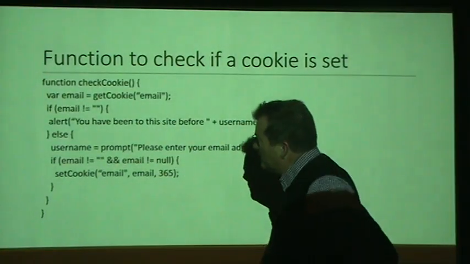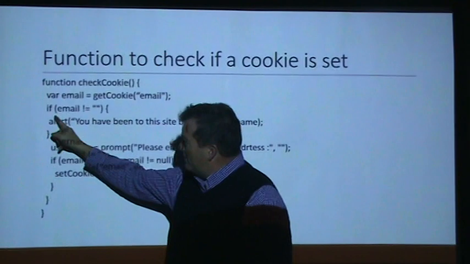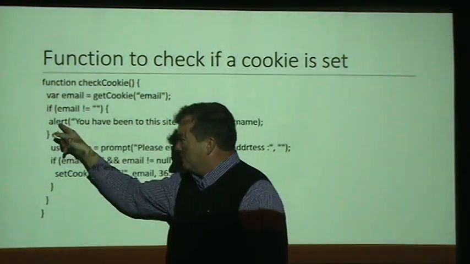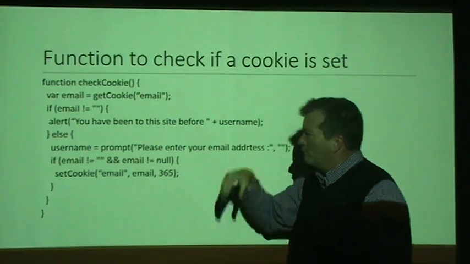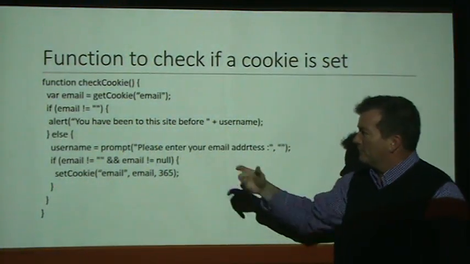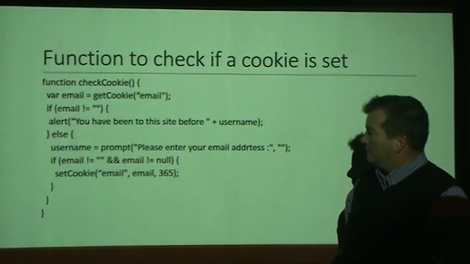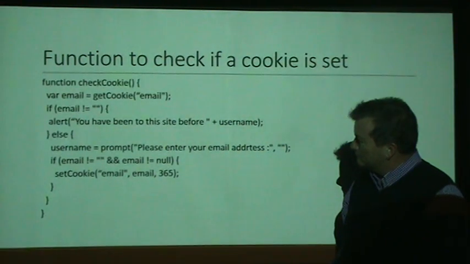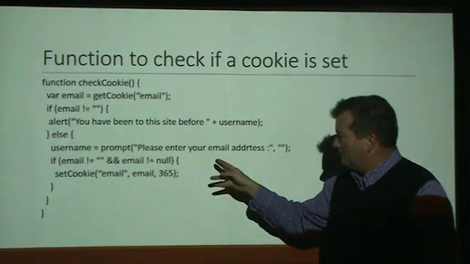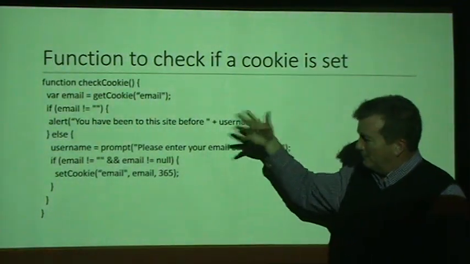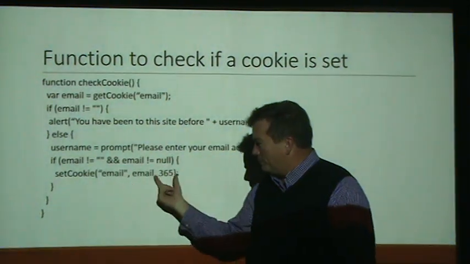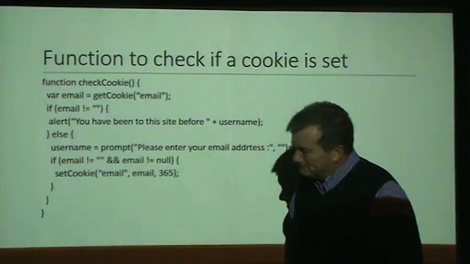Now it may come back with a value, and it may not, depending on if it was in the cookie tray. So if the email is not blank, meaning we found one in the cookie tray, then we could print out a message and have a pop-up window: you have been to the site before, and then print out the person's username. Otherwise, we could prompt them to say, please enter your email address, and then we could add them to our system, and we could have it expire one year from now.